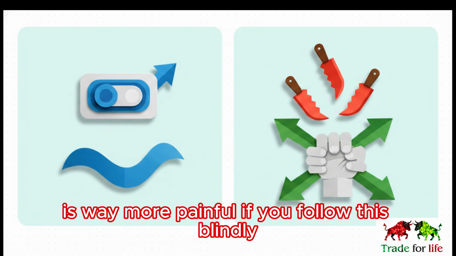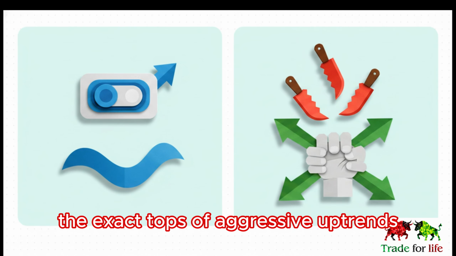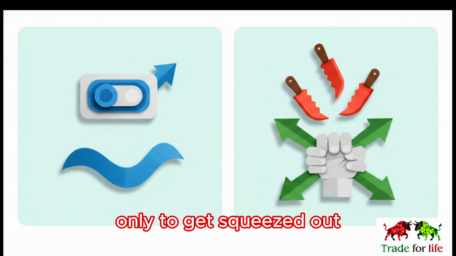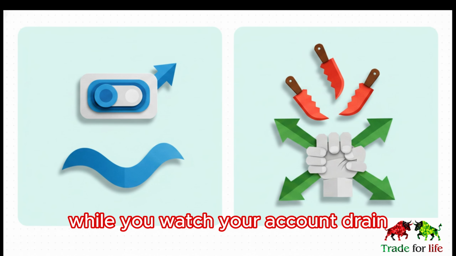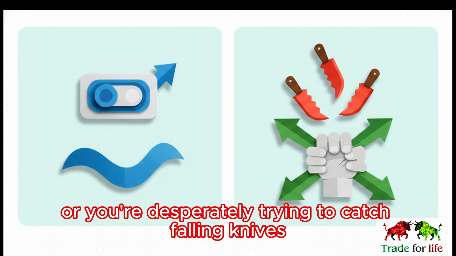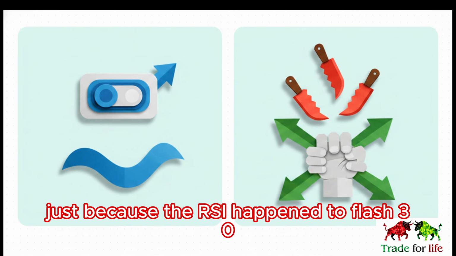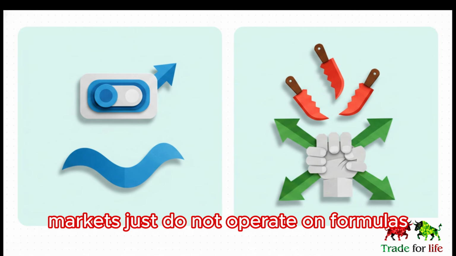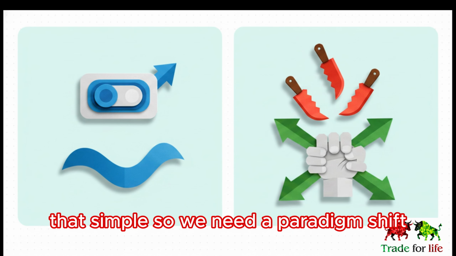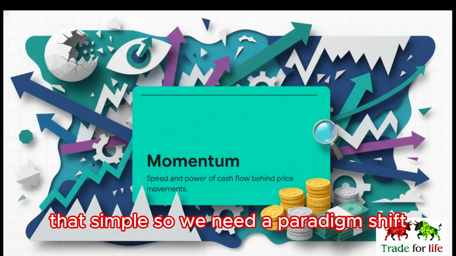If you follow this blindly, you're going to end up trying to short the exact tops of aggressive uptrends, only to get squeezed out while you watch your account drain. Or you're desperately trying to catch falling knives in brutal downtrends just because the RSI happened to flash 30. Markets just do not operate on formulas that simple. So we need a paradigm shift.